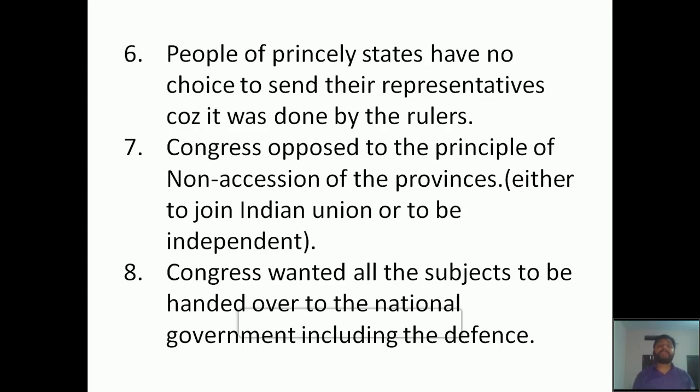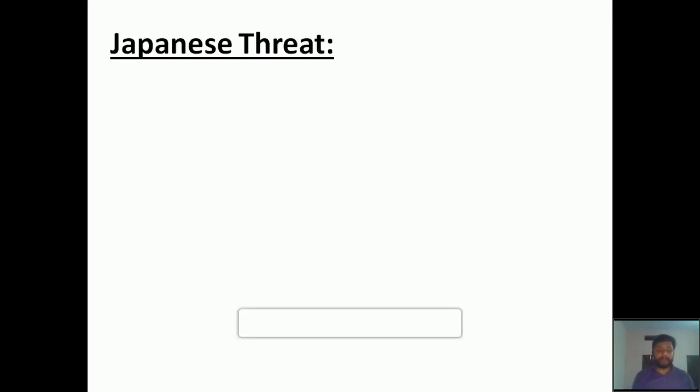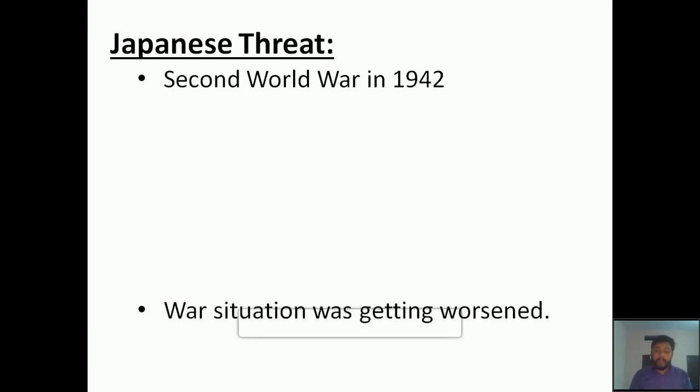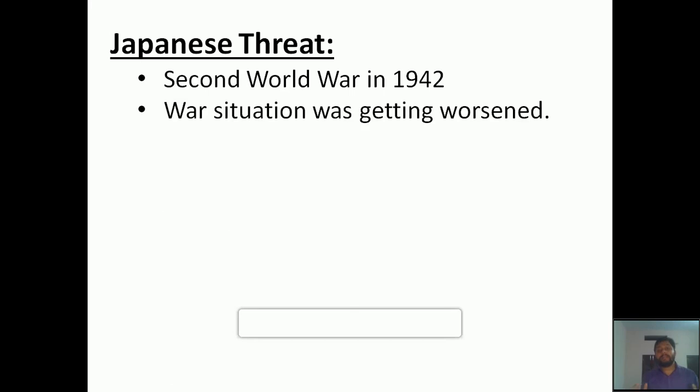Now we are moving to the second reason which led to the emergence of the Quit India movement, that is the Japanese threat. Japanese threat means the Second World War started. Already different causes, different events started to take place in different parts of the world in 1939 from September onwards. But finally the Second World War reached its peak by 1942. And again, the war condition throughout the world was getting worse. It affected all the different countries in the world.